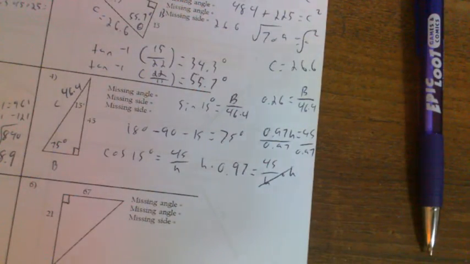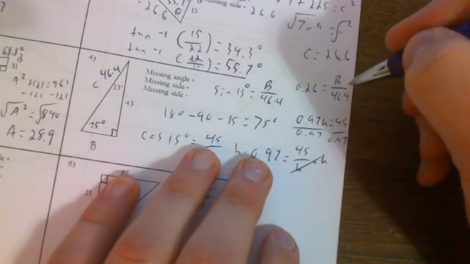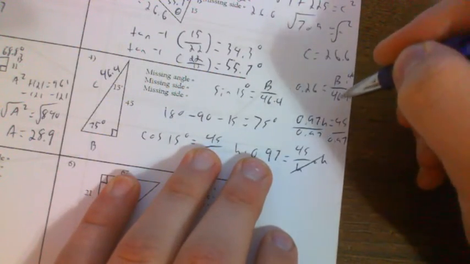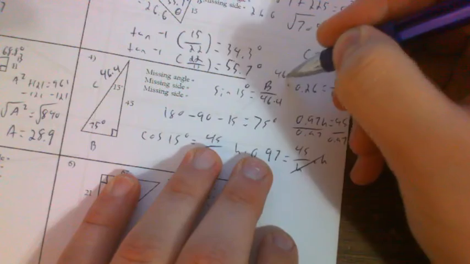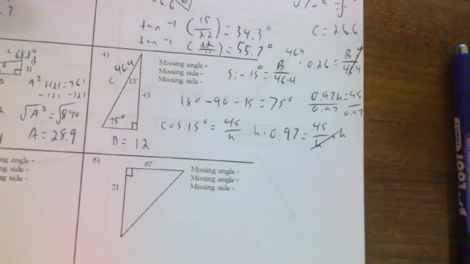Multiply this by 46.4. So it gets us 46.4. That cancels. This is times 46.4. And we get b equals 12. Almost exactly 12. 12.001. Cool. All right, so that's how we do that one.